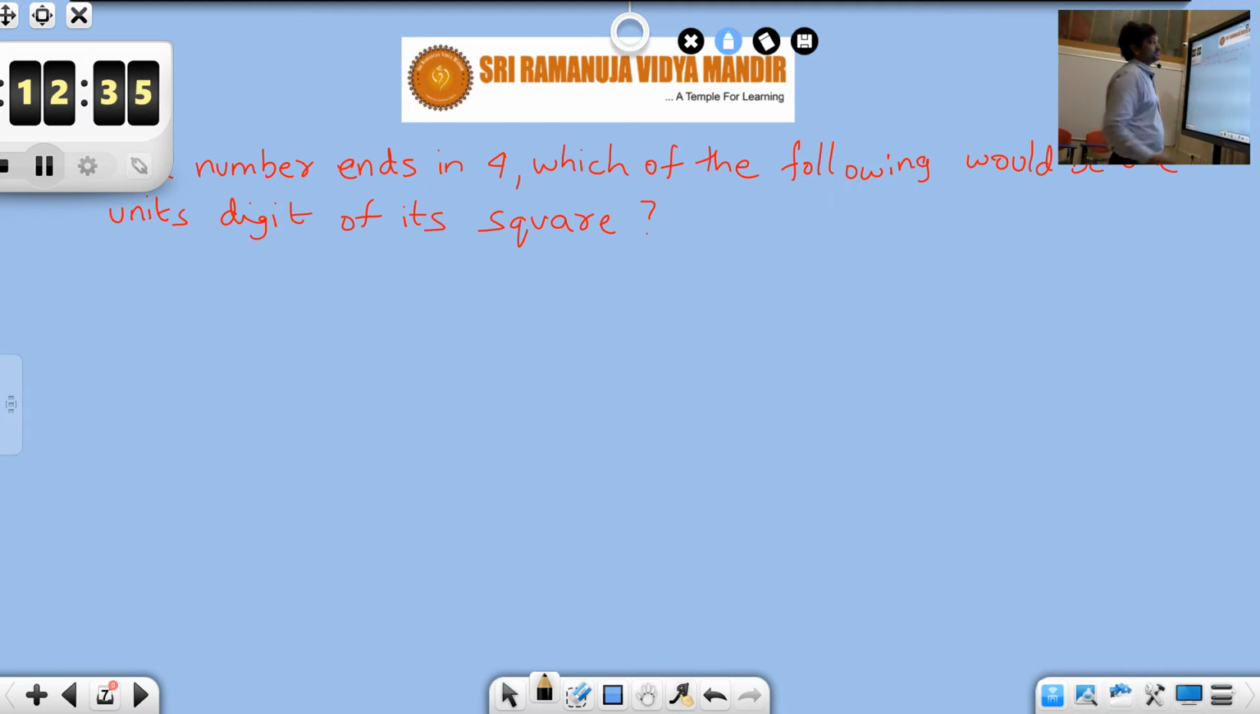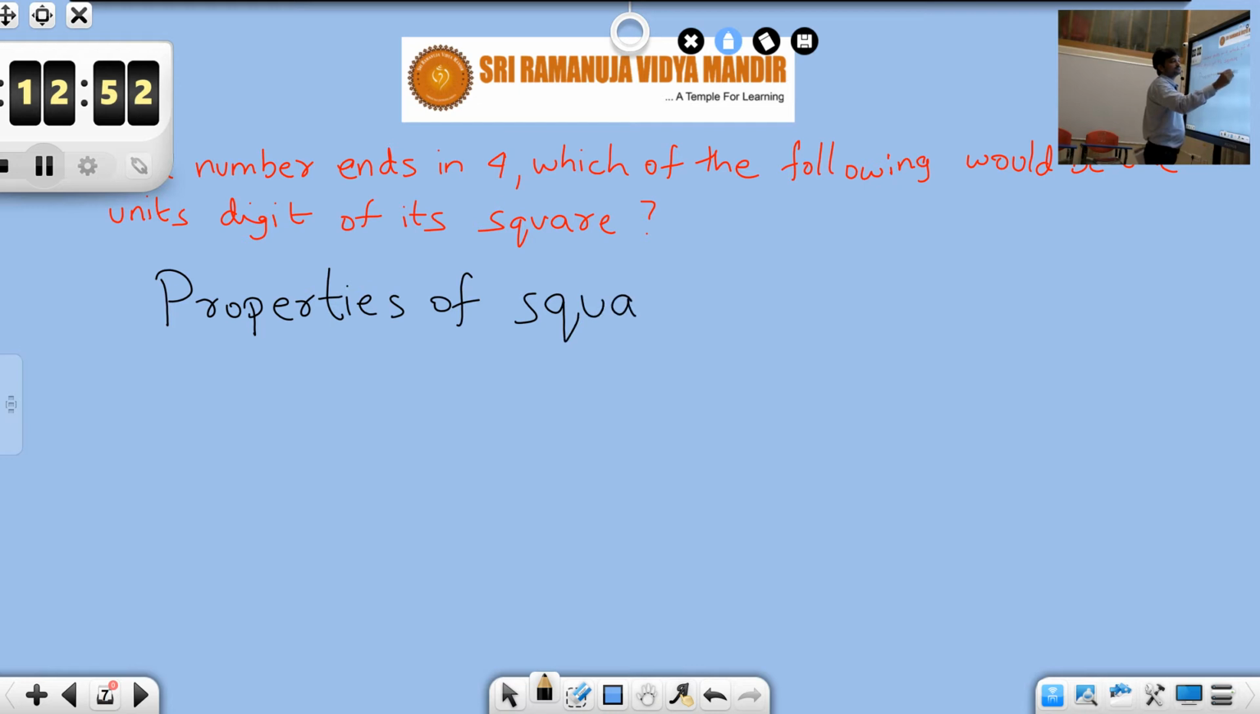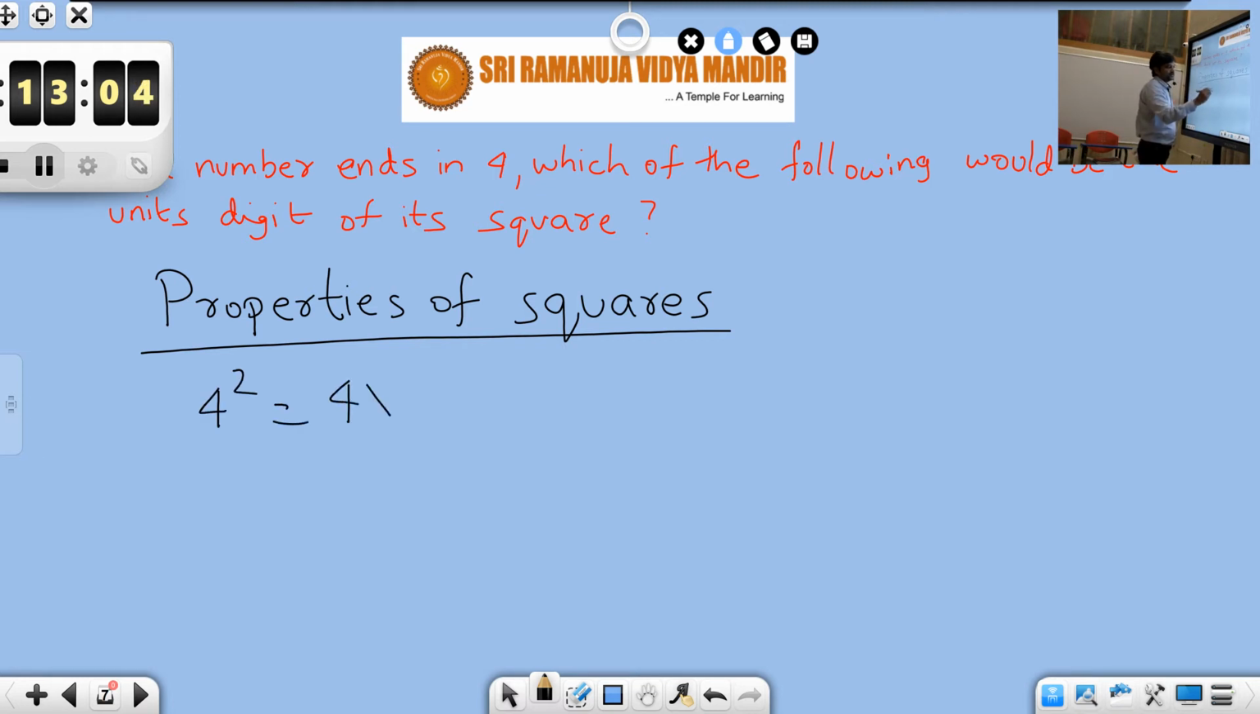If the number ends in 4, which of the following would be the units digit of its square? Students, here again we have discussed properties of squares in our last lecture. We have discussed one property. See, if a number ends in 4, say for example, consider 4 square. 4 into 4. What is it? 16. What is the last digit? 6.